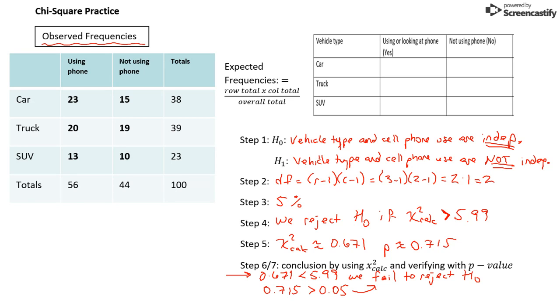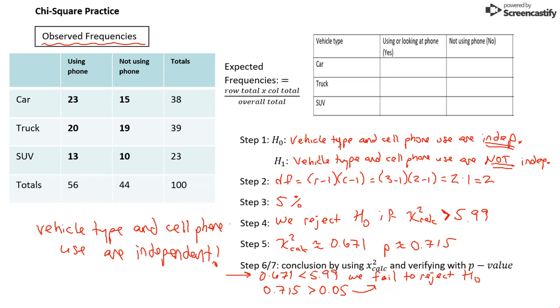Okay, so these two statements verify the same conclusion, that we failed to reject, which means in this case that based on our two variables, vehicle type and cell phone use are independent. So we fail to reject the null hypothesis. That means basically, again, we're accepting the null hypothesis, which is what this statement is right here.